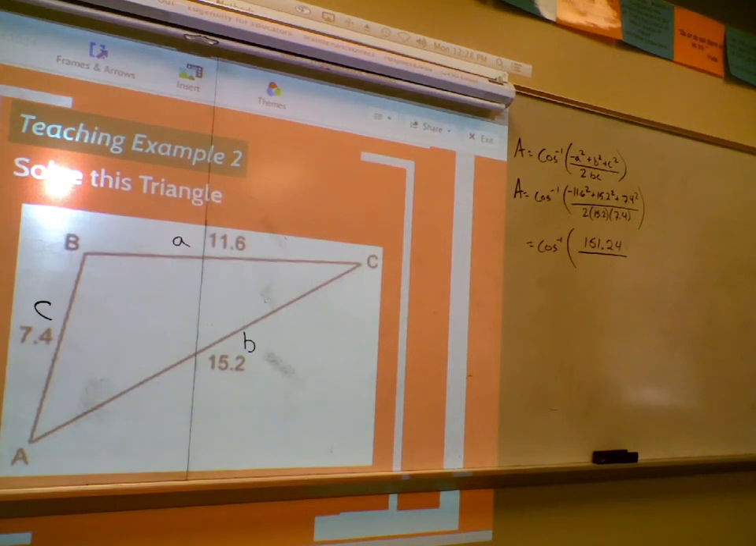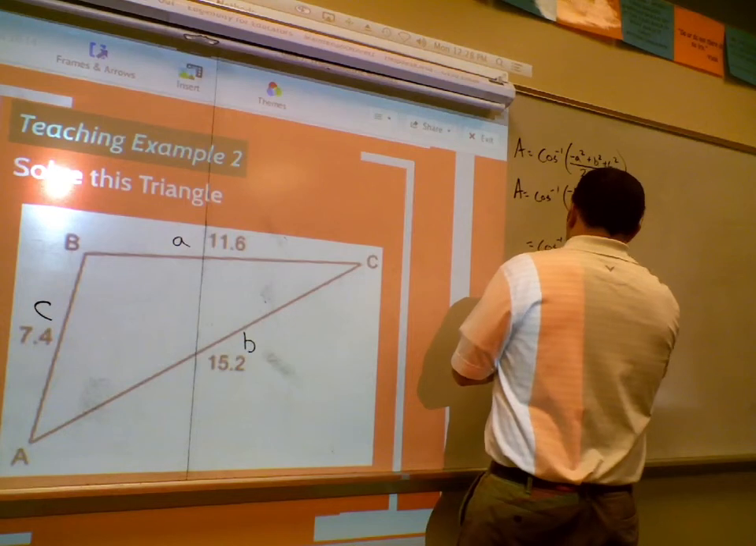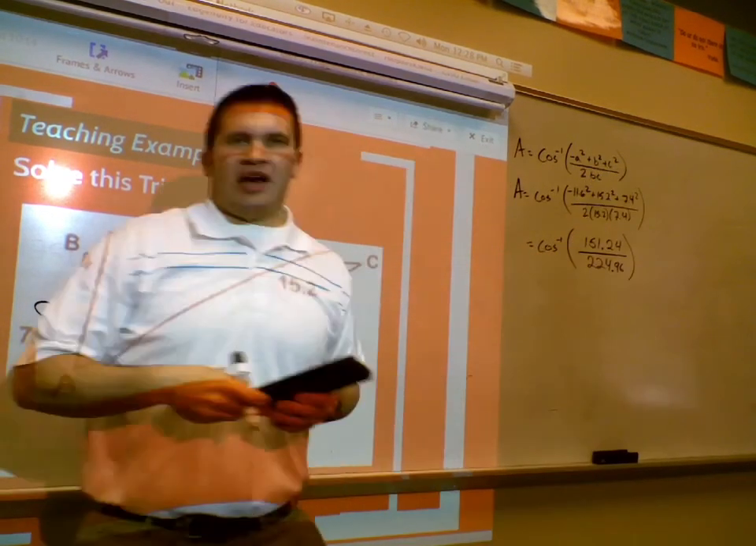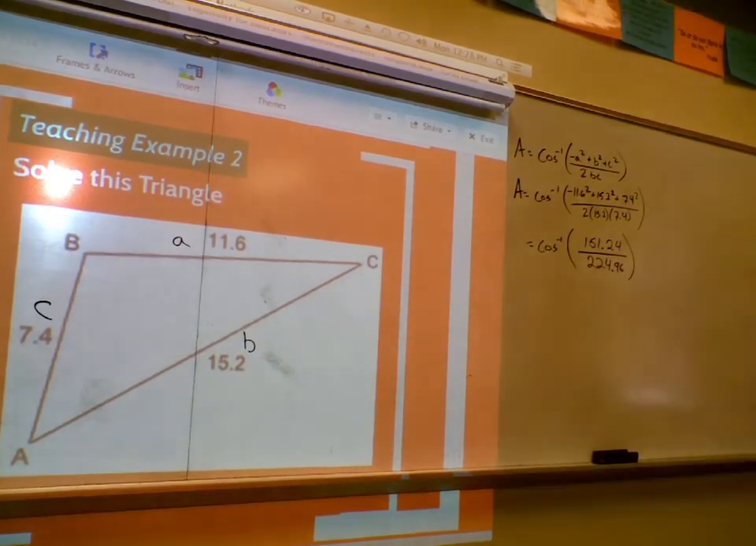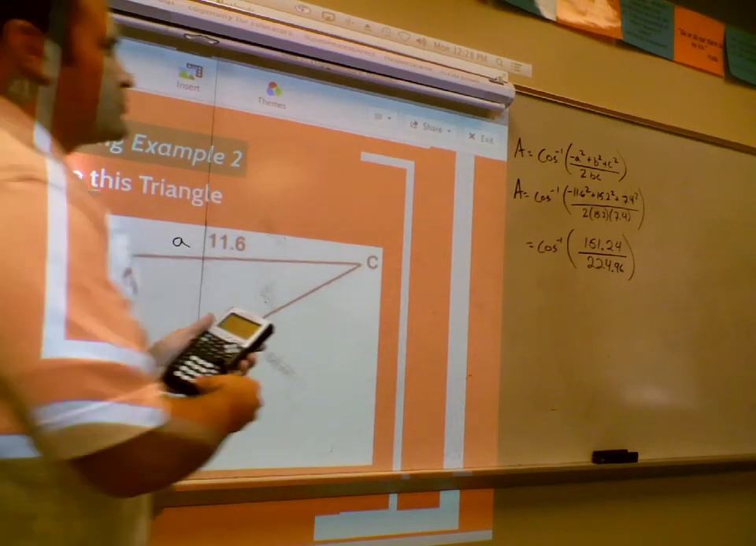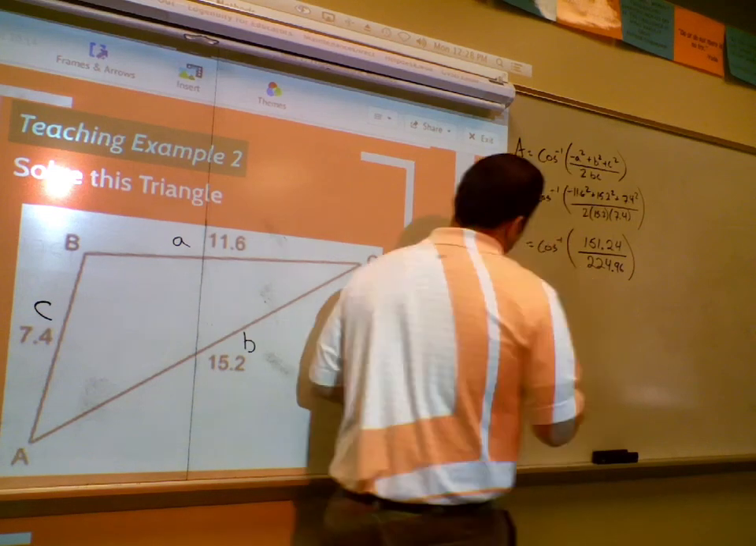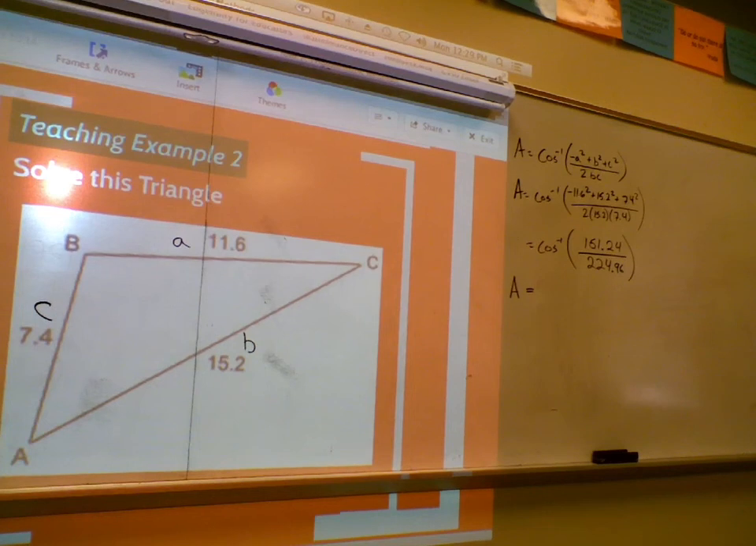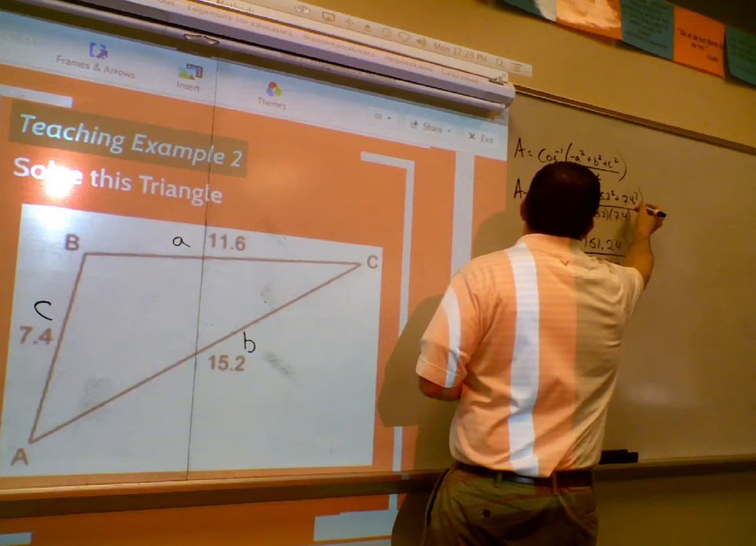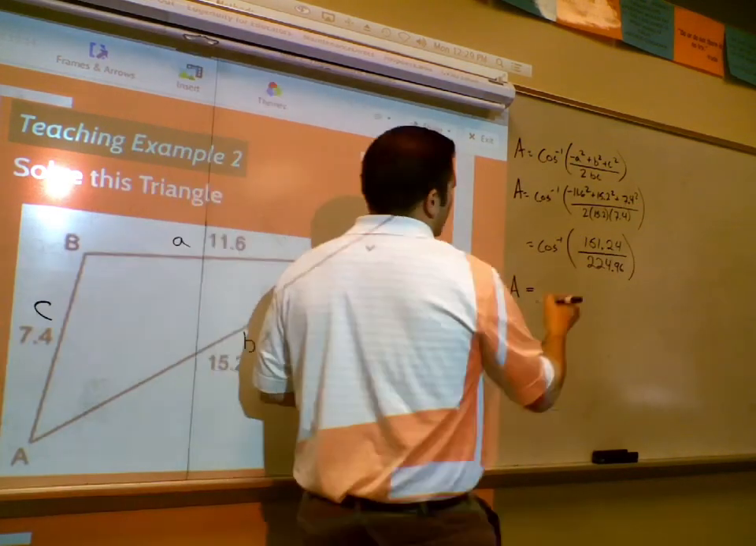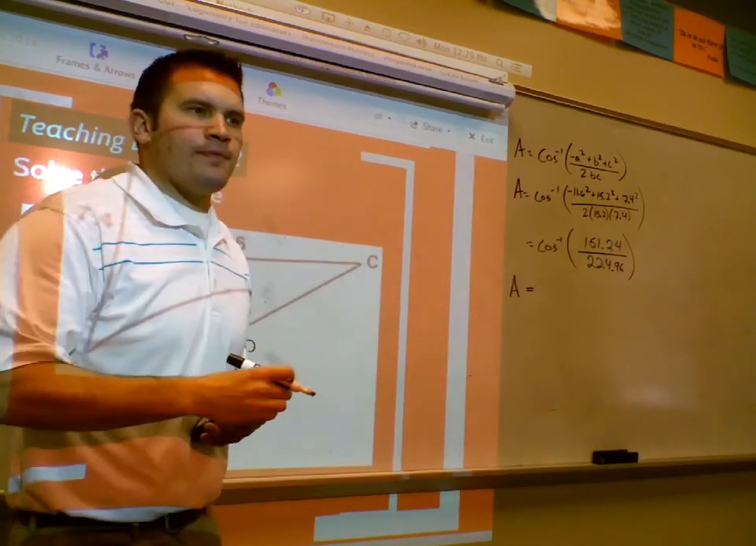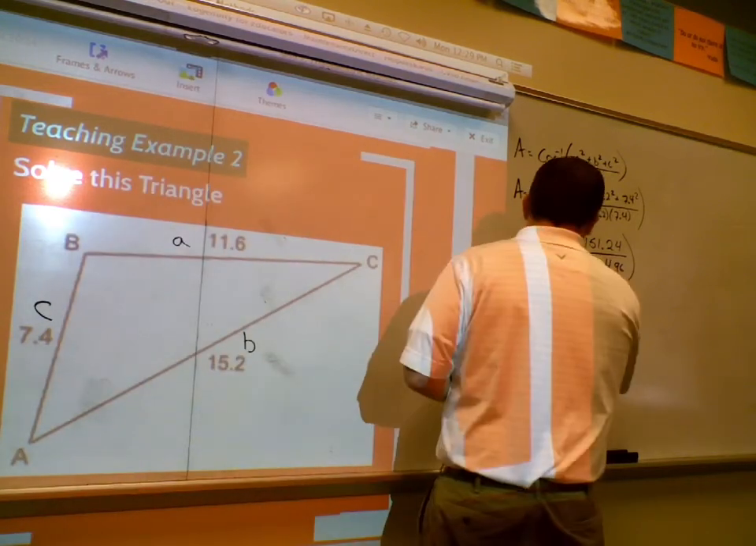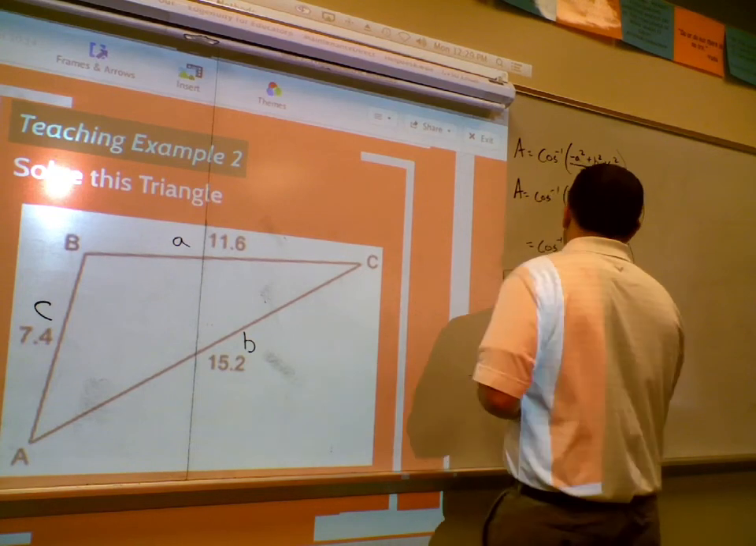And then enter the bottom as you see it: 2 times 15.2 times 7.4. Hit enter, and you get 224.96. And now type that in. Just do the inverse cosine of the fraction, and it'll work. So inverse cosine of 151.24 divided by 224.96. Hit enter. And what do we get? And that's what A equals.